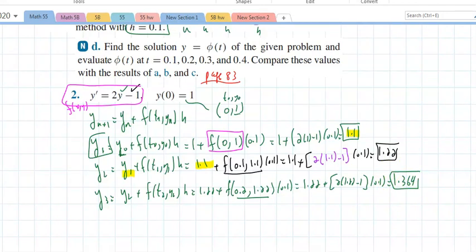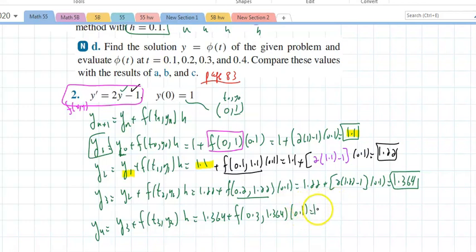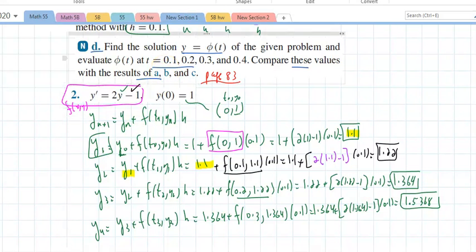1.364. And one more, if I find y sub 4, that's y sub 3 plus f of t sub 3, y sub 3 times h. That is 1.364 plus f of 0.3, 1.364 times 0.1. That is 1.364 plus 2 times 1.364 minus 1 times 0.1. And this turns out to be 1.5368. So those are my approximations. What they want us to do in part D is find the solution, plug in the values, and compare those between A and D. Well, let's see.